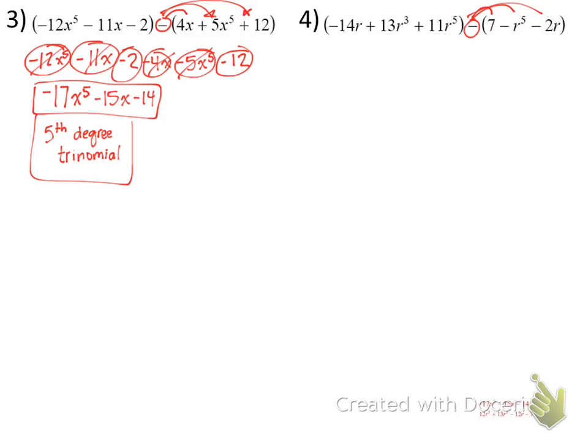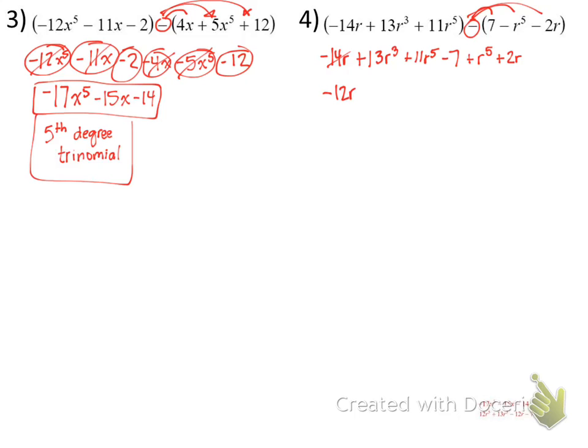So I'm going to bring down the first trinomial, 14r plus 13r cubed plus 11r to the 5th. So we got negative times 7 is negative 7. Negative times negative r to the 5th is positive r to the 5th. Sorry, this is r to the 5th, not r squared. Negative times negative 2r is positive 2r. Okay? Then we combine like terms. We have negative 14r plus 2r is going to be negative 12r.